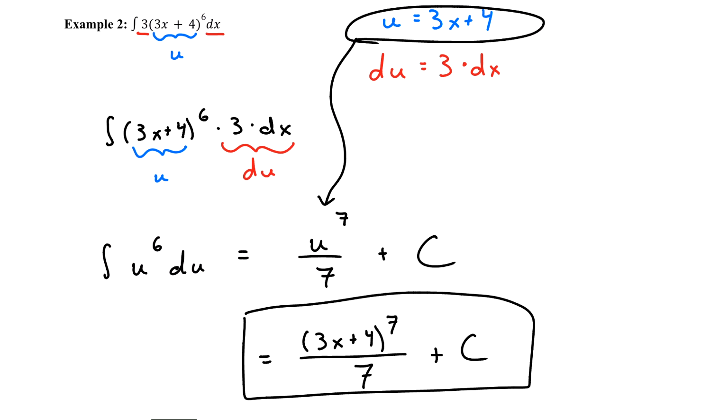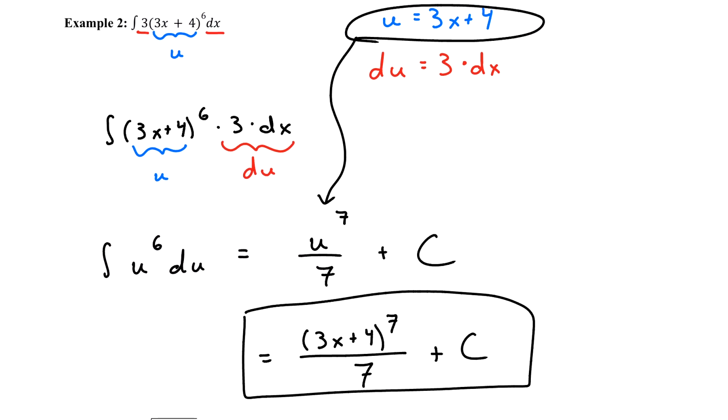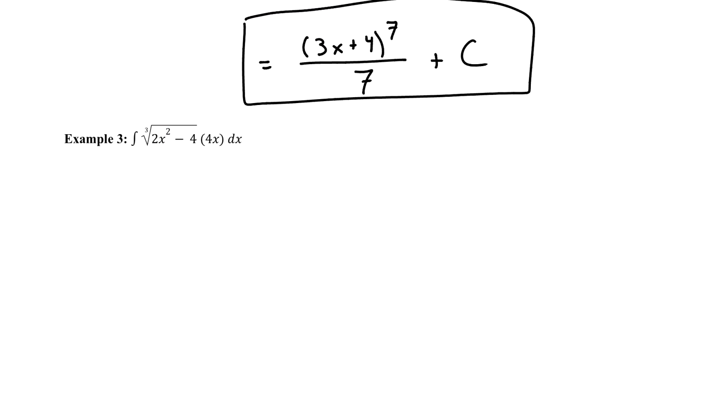So let's look at one more real quick before we wrap this video up. In the next example, I have the indefinite integral. I'm looking at the cubed root of 2x squared minus 4 times 4x dx.